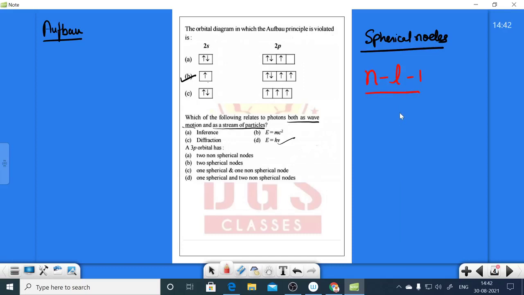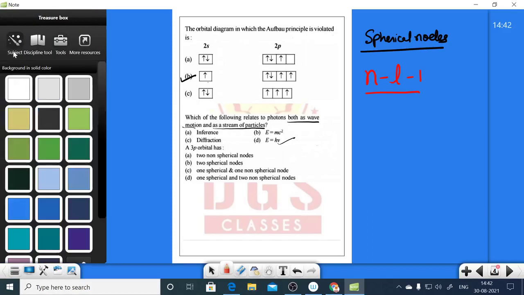Okay, I think I need to change this background color. It is not that good. Let's go with white only.